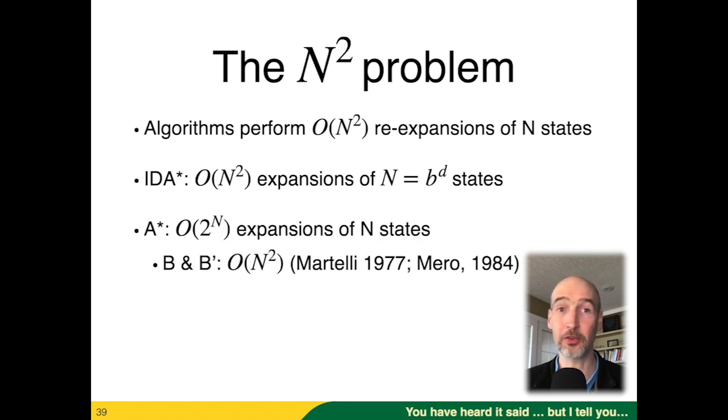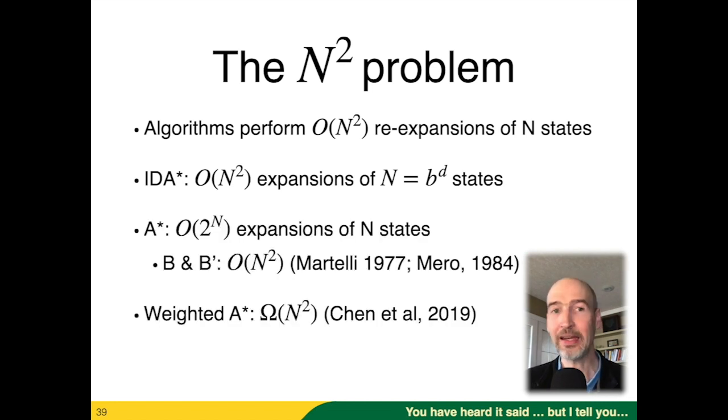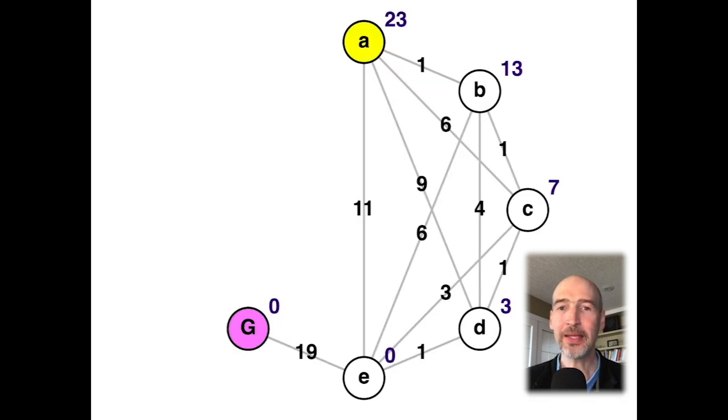A star, as I said, is 2 to the n. And weighted A star, which I'll cover again in the third part, also has this n squared problem. With all this n squared, there's probably an algorithm that could fix all of this. So let me demonstrate where these problems are coming from. This is the example problem that gives us the exponential behavior.